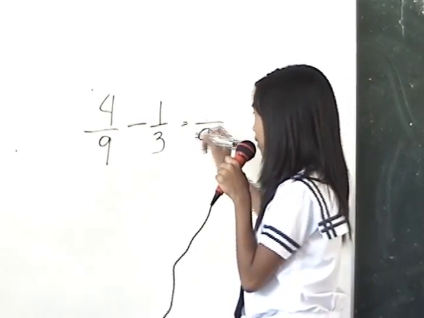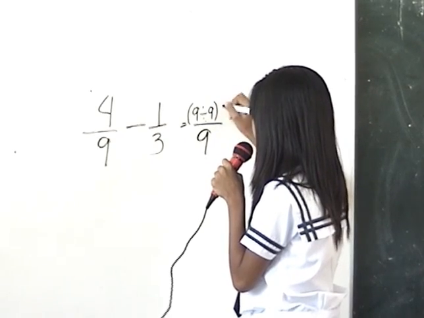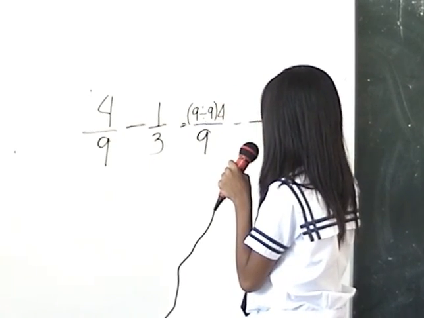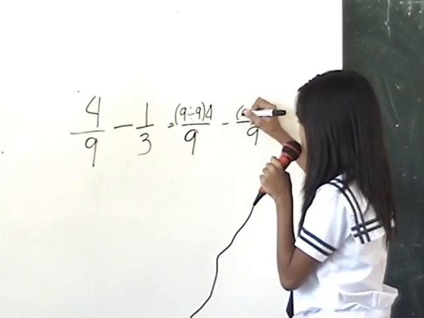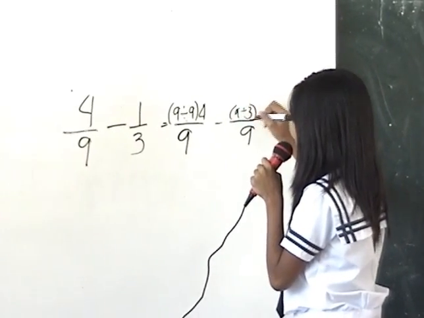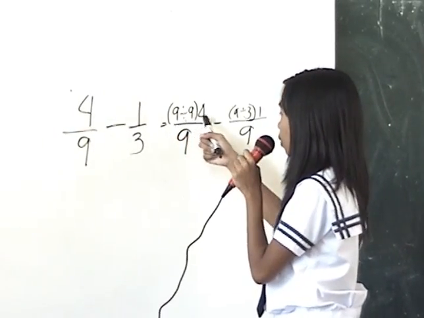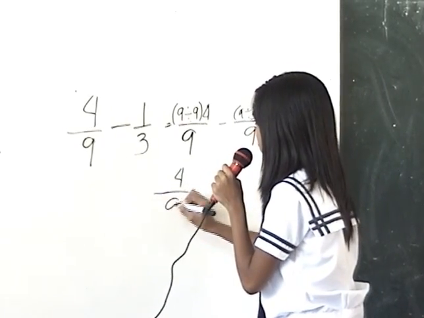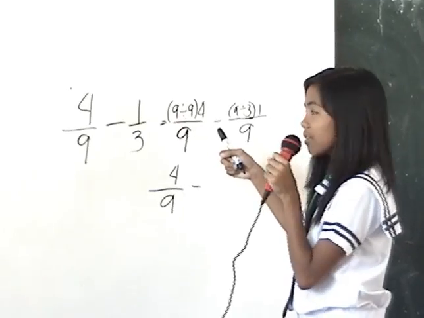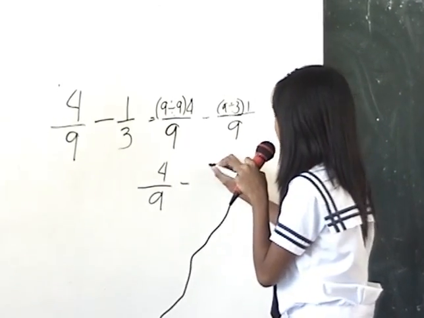Now we can divide. 9 divided by 9 times 4. And 9 divided by 3 times 1. 9 divided by 9 is 1 times 4 equals 4. And 9 divided by 3 is 3 times 1 equals 3.